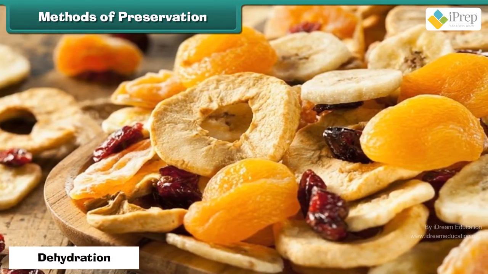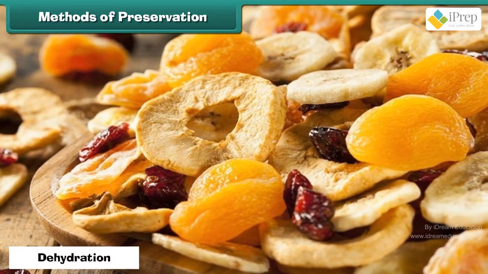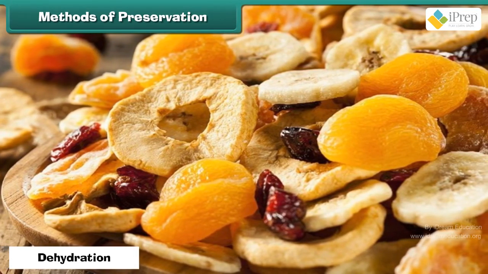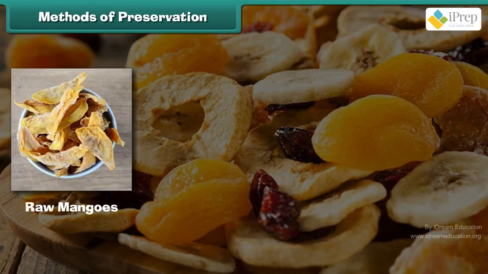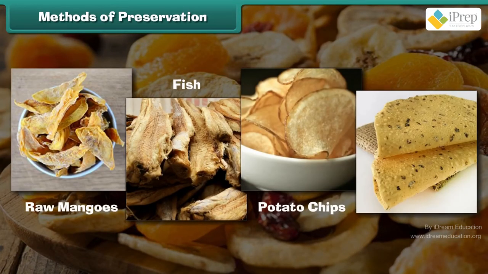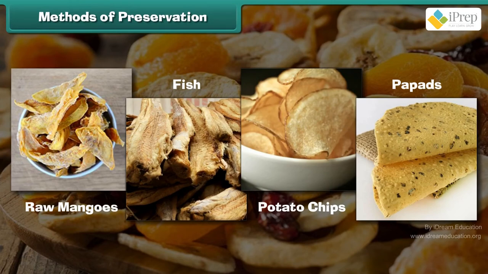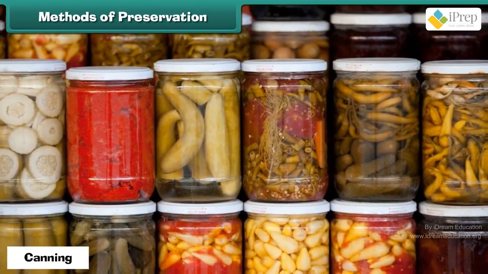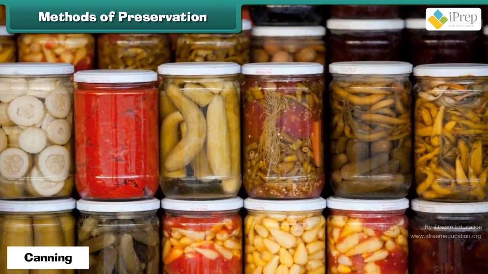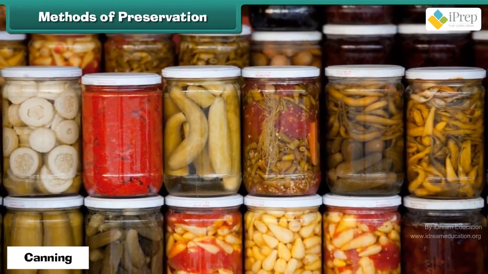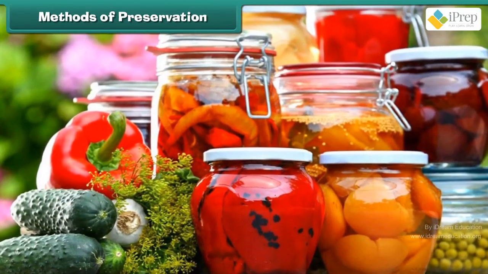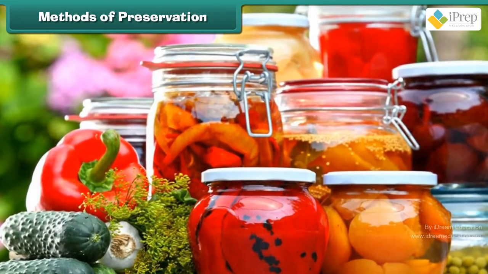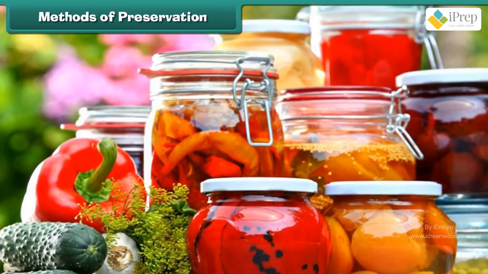Dehydration. In this method, the food items are dried in the sun to stop the growth of bacteria and fungus in them. Certain foods like raw mangoes, fish, potato chips, and peppers are preserved by this method. Canning. In this method, air is removed from food and then the food is put in airtight cans so that germs do not grow on it. Vegetables, dairy products, and seafood are preserved by this method.